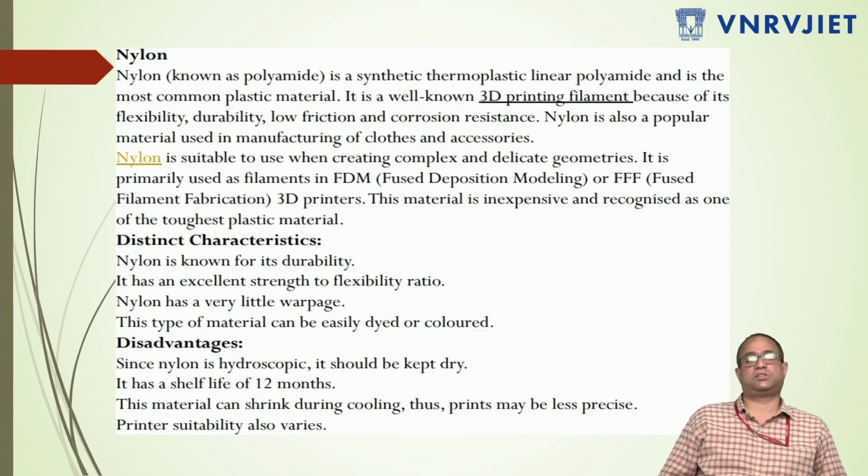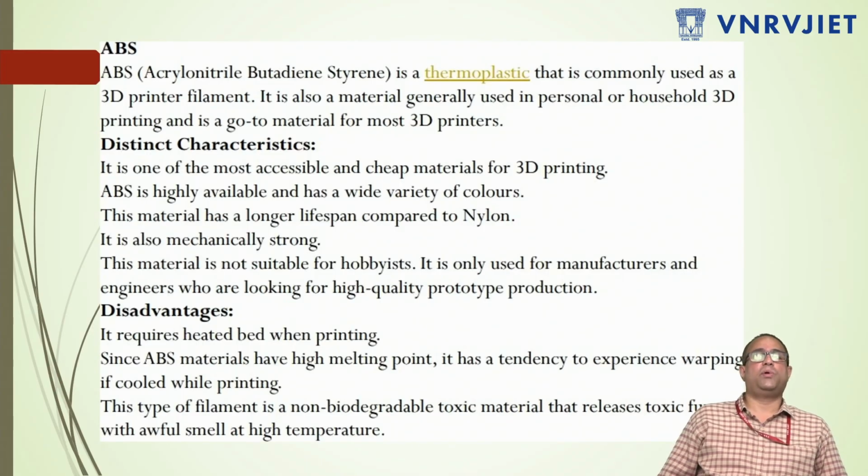Otherwise, it is going to lose its metal properties. Coming to the case of ABS, it is a very tough material, and where strength is required, you can utilize this ABS material. ABS stands for acrylonitrile butadiene styrene, and it has distinct properties. It is a cheap material for 3D printing, and this material has a longer lifespan, but it is not suitable especially for decorative purposes.